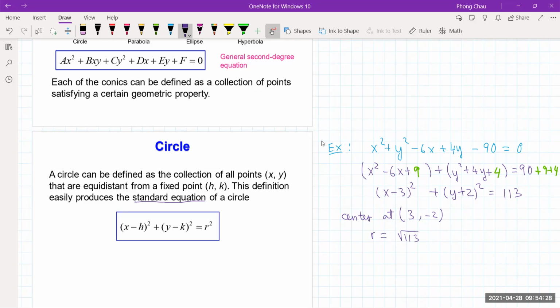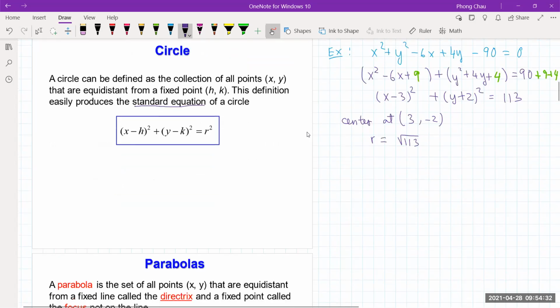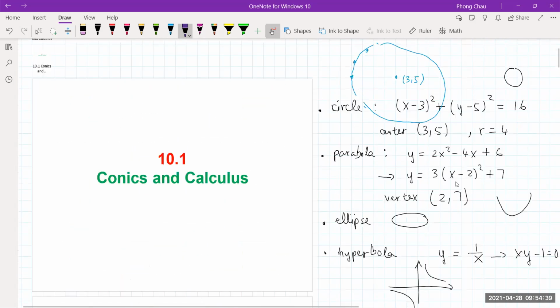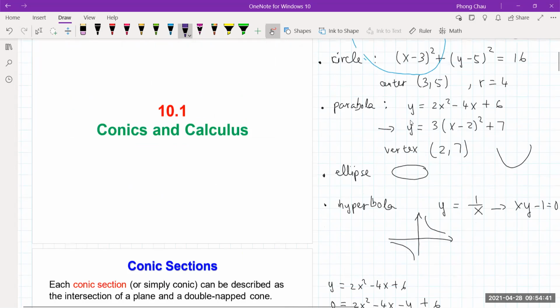All right, so let's move on to the next type of conics called the parabola. Now, parabola is something we are familiar with, but we often focus on the form where the parabola either opens up or opens down. Now we're going to be a bit more general here. The parabola could open sideways, to the right and to the left. That's one thing we're going to do.